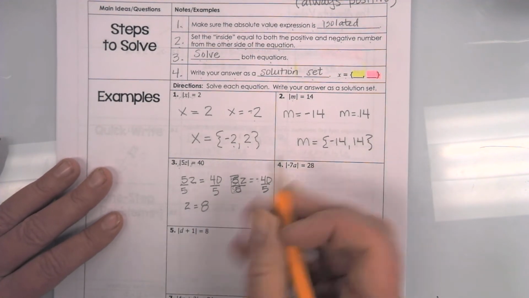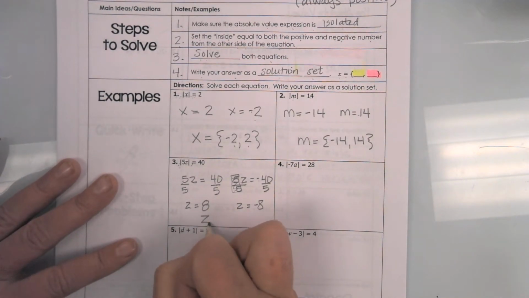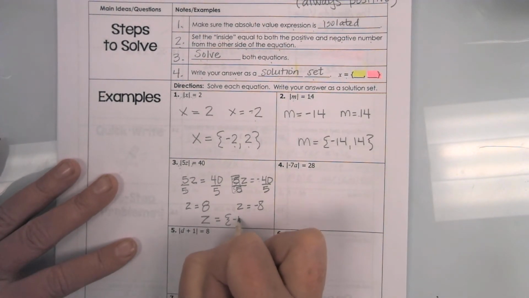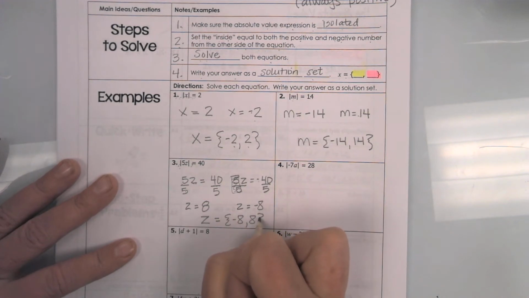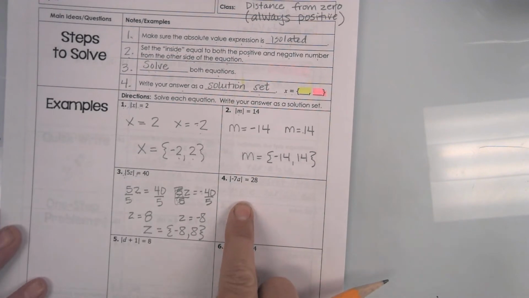-40 divided by 5 is going to be -8. So my z can be either -8 or +8. Okay, let's go ahead and do one more here.